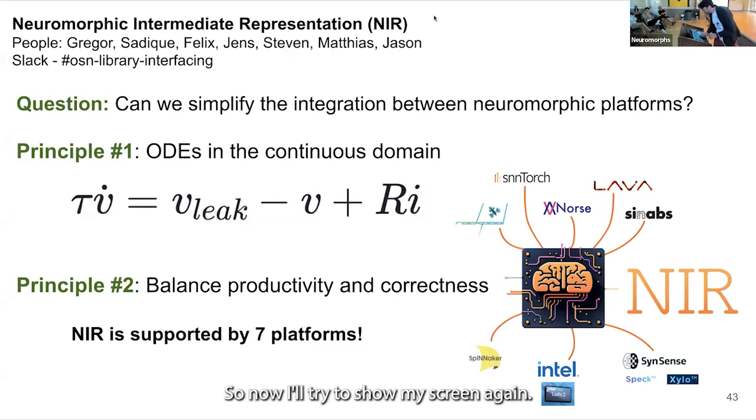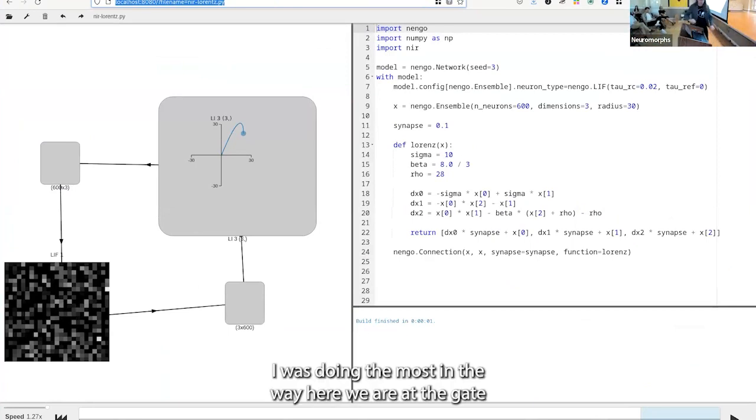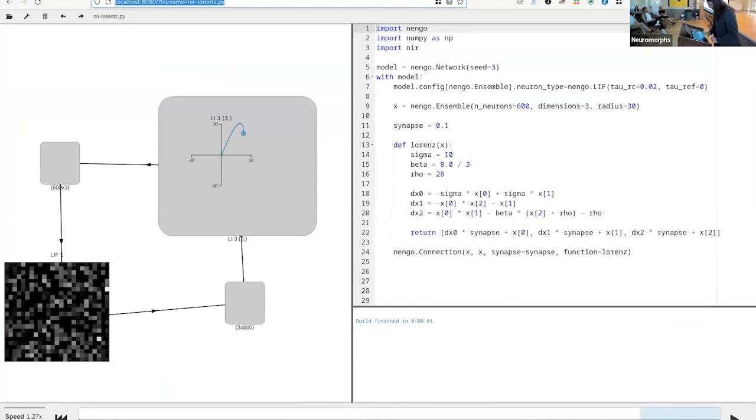Yes. Yeah. So now I'll try to share my screen again. Keeping the mouse in the way. Here we are. What do we got?